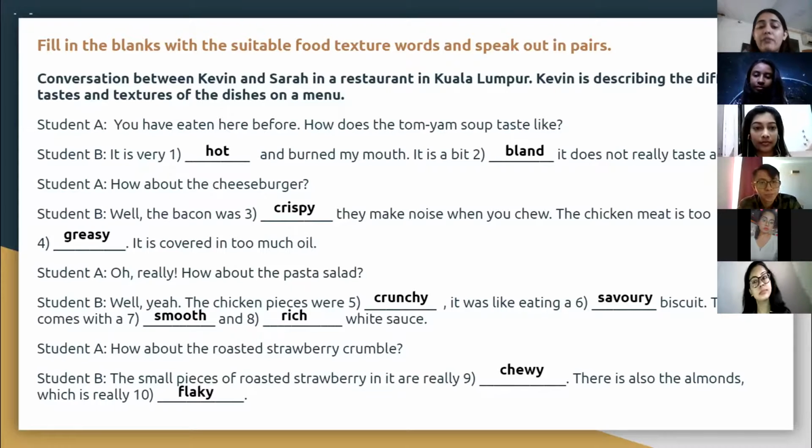All of you have done a very good job. And now you finally know the textures and the taste of the dishes. So for the closure, I'll pass it to teacher Shalini. Thank you so much.